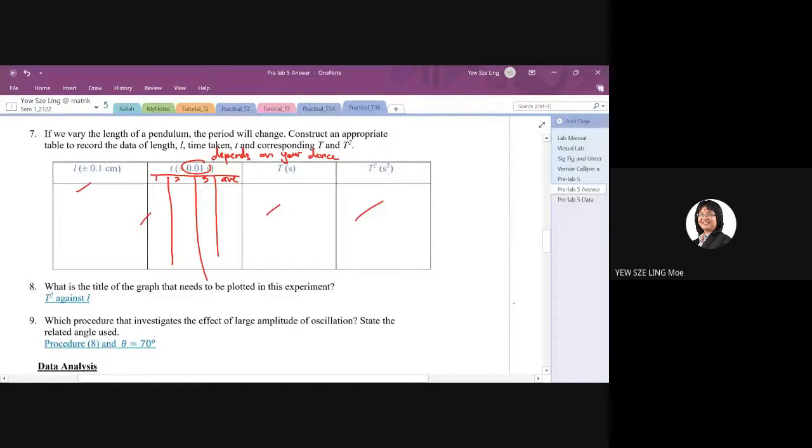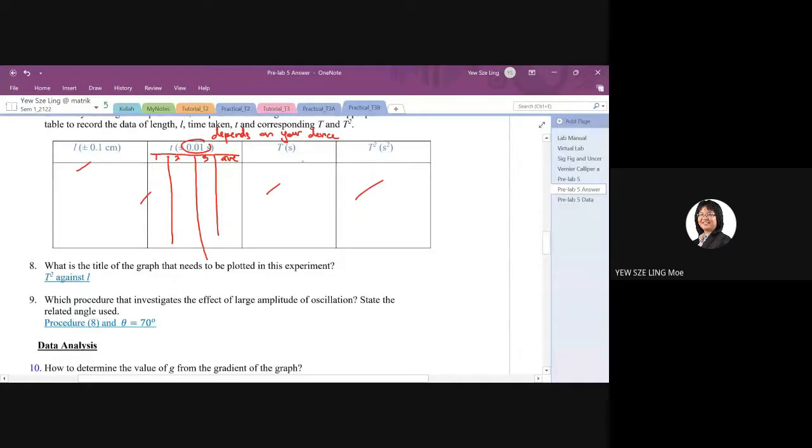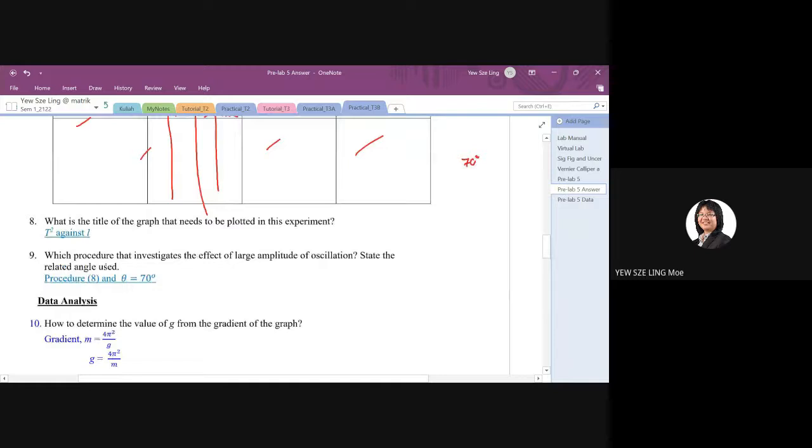Okay, so you need to do two tables, one for 10 degree, the second table is for 70 degree. All right, two tables, one for 10 degree and one for 70 degree. And then what is the title of the graph? So it asks you to plot T square against L, so definitely this is your title of the graph.